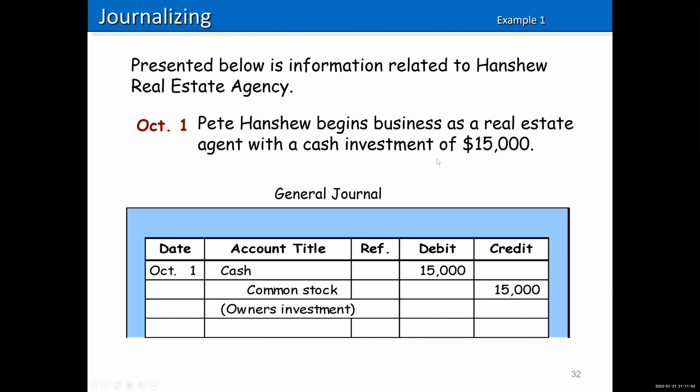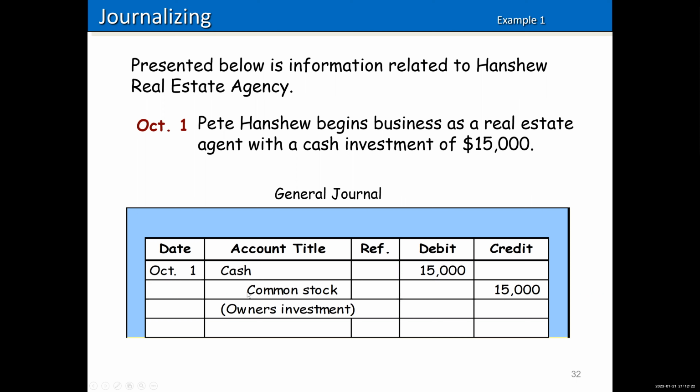Now that we have the date and the debit, let's do the credit. Who has claims to that cash? The owner is the one who invested it, right? So it's going to increase the owner's common stock account. Common stock is equity, and we increase it with a credit. So credit common stock, $15,000.